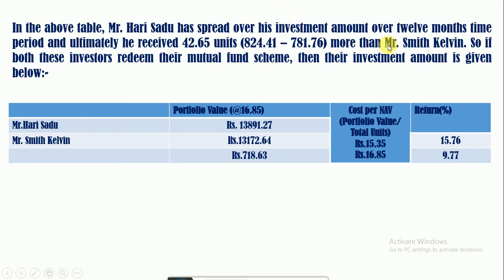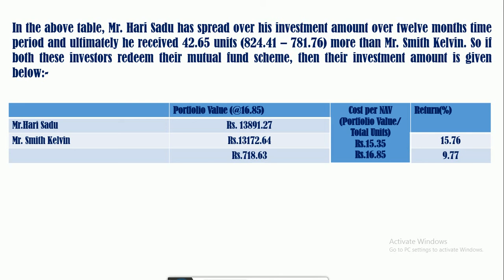In the above table, we see the 12 months time period, and Mr. Hari Sadhu's investment was spread over the 12 months, and ultimately he has received 42.65 units more than Smith Calvin. We can see that if we are investing in SIP mode, we are getting more. With the same amount of money, we are able to purchase more units than by investing in lump sum.